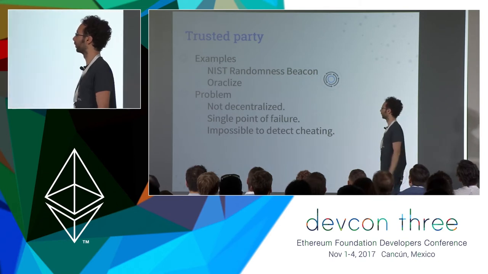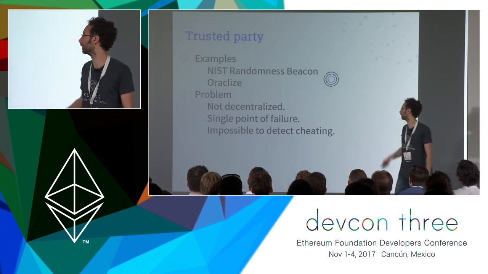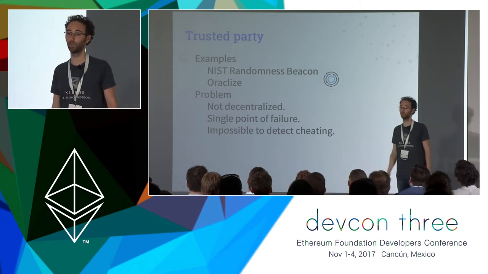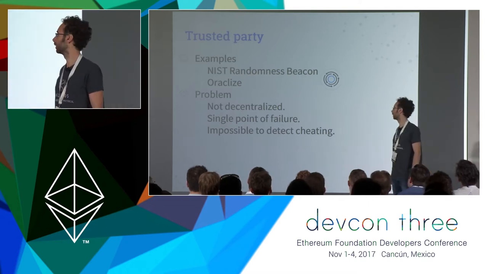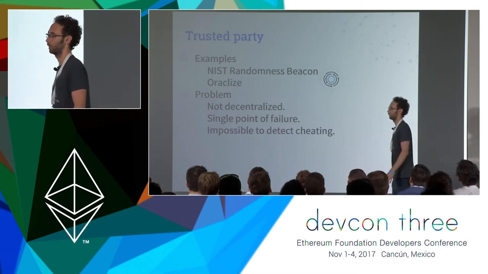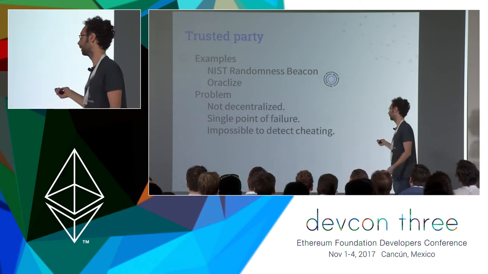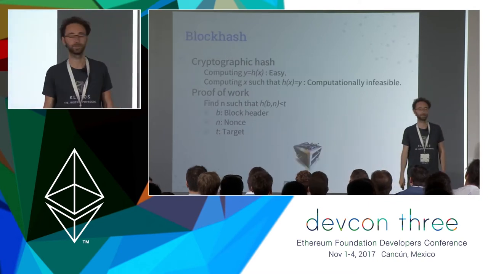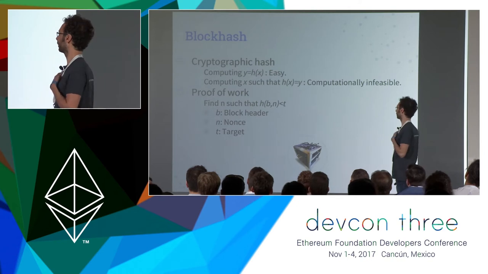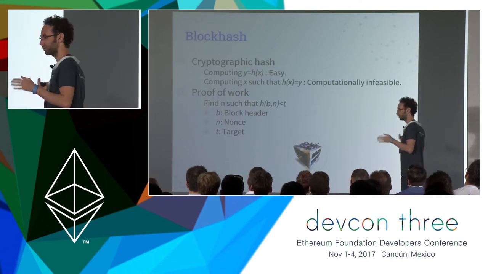The first method which we use is a trusted party. You have some random beacon where you could plug in an oracle. You can directly call Oraclize, but the problem is it's not decentralized. You have a single point of failure, and in case a trusted party is cheating, you have no way to detect it. We've seen a lot of people using block hash, but that does not work.